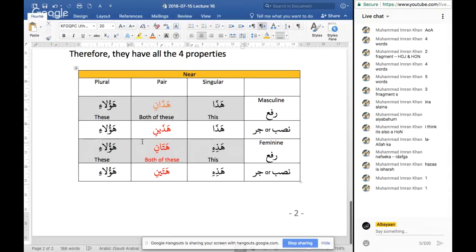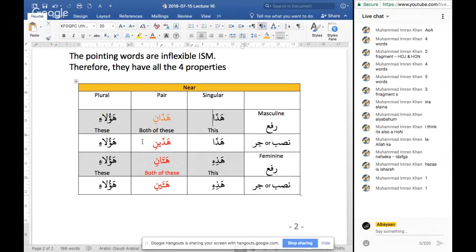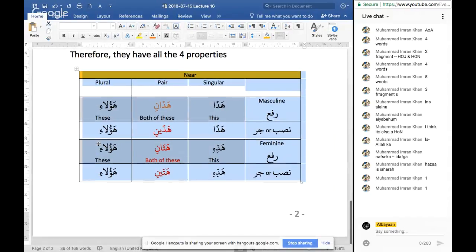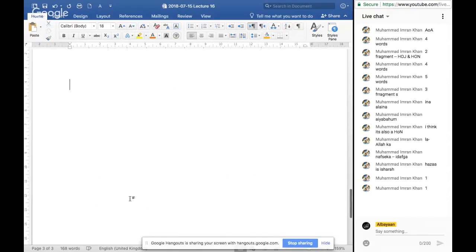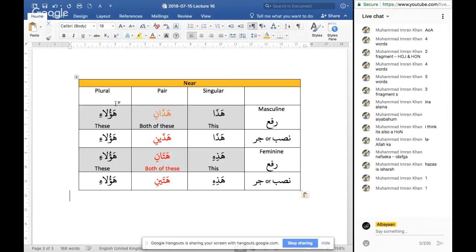Good. So now, because we have done pointers which are for near, naturally, we need to do pointers which are for far. So let me just copy the same table and put it on the next page and make this table for the pointers which are far away, for pointing at a distance.